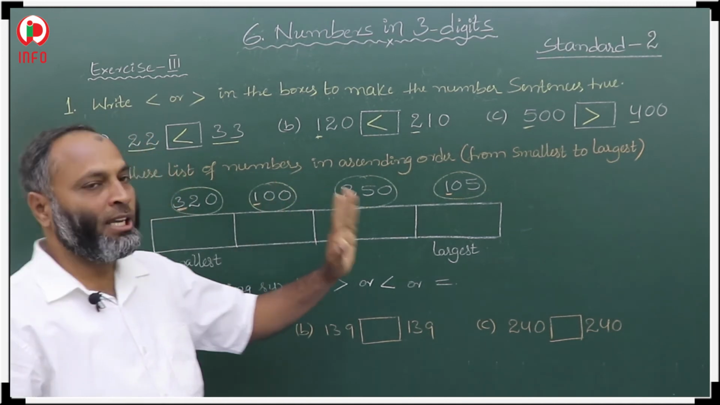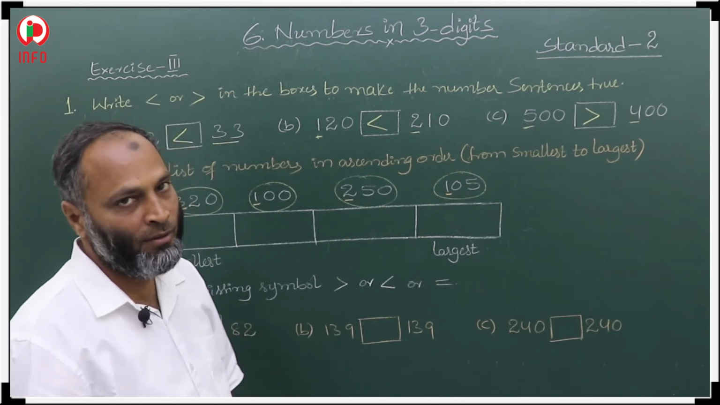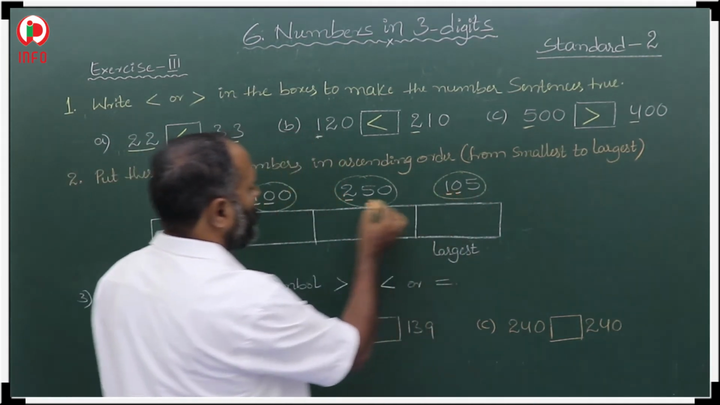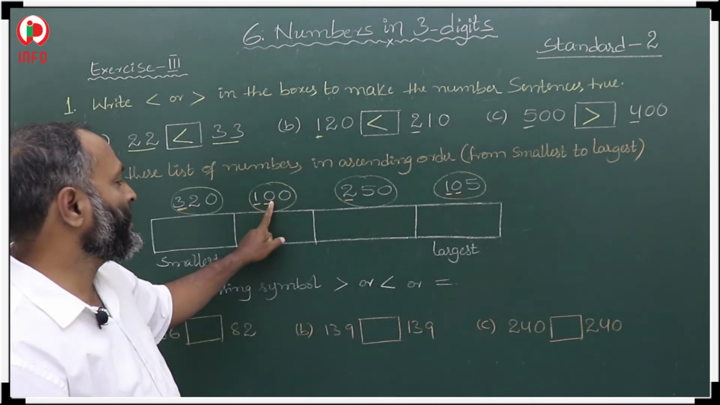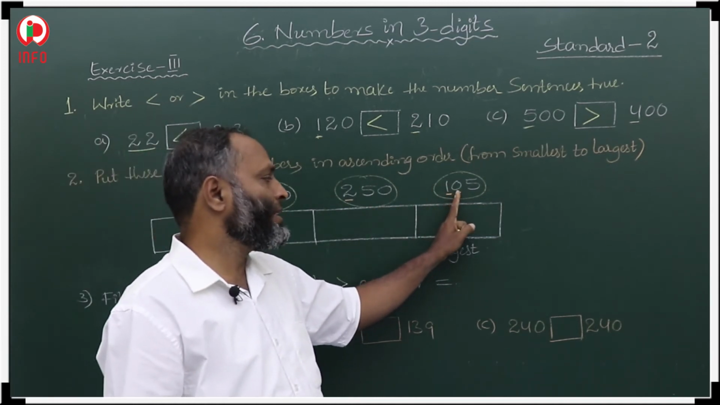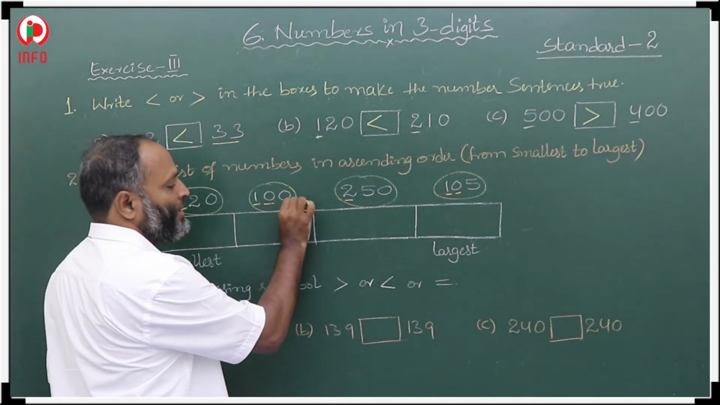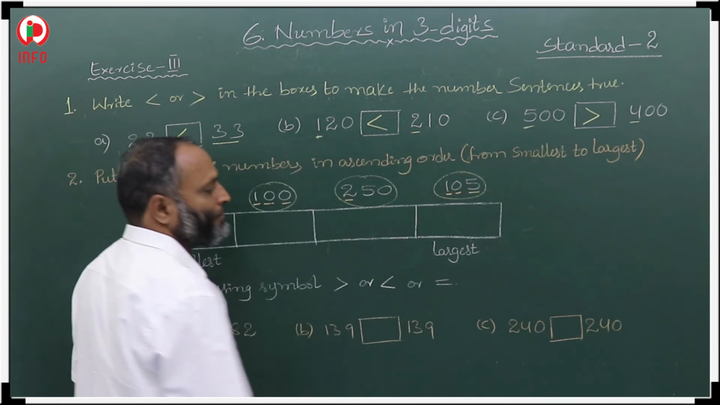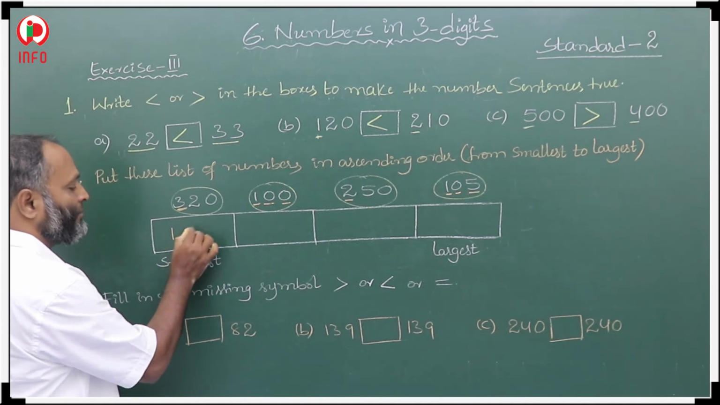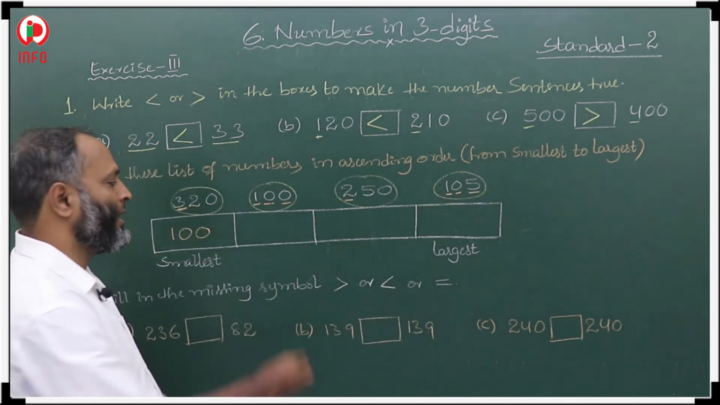Again in these two numbers, we have to decide which one is smaller. To decide which one is smaller, again we have to check the tens place. Here in tens place 0 is there, and in tens place 0 is there. In both these numbers the hundreds place and tens place are the same. Then you go for the ones place. In ones place 0 is there, and in ones place 5 is there. So 0 is the least one. It means 100 is the smallest one. Then after that, the second smallest is 105.